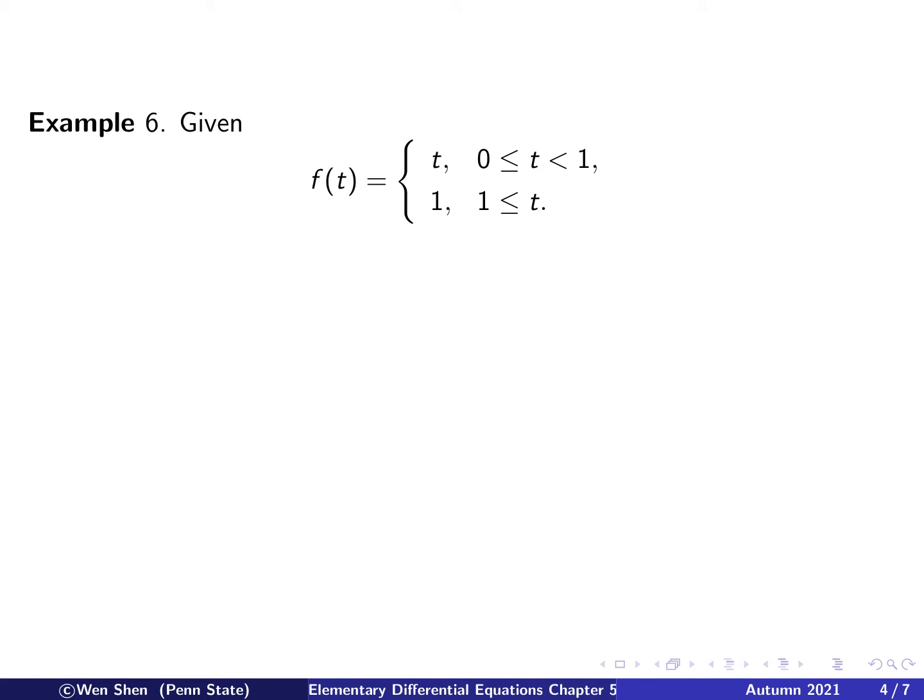Okay, so here's our next example. The function f of t is defined on the interval 0 to 1 as t, and on the interval t bigger than 1 as the constant 1.